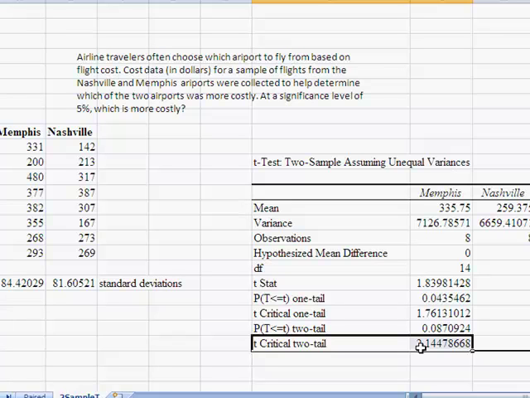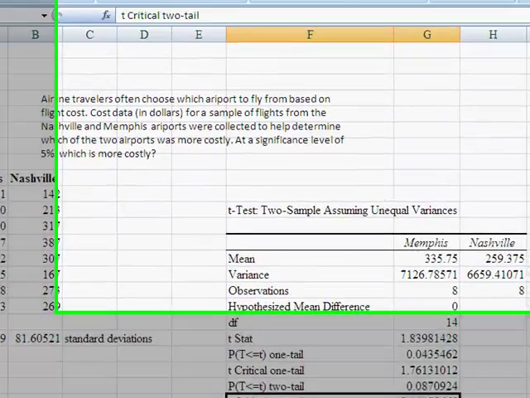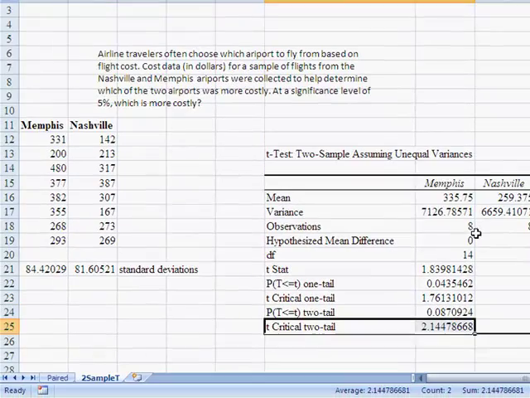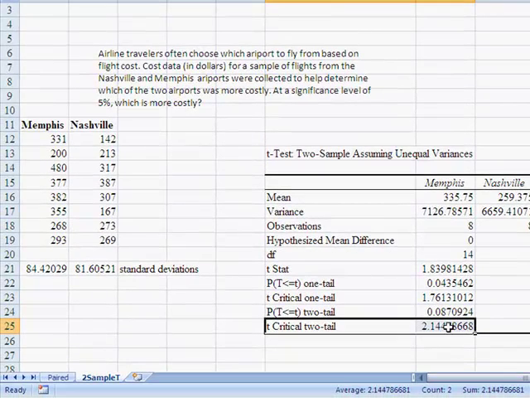To compare those, obviously the t-stat in this problem is smaller, and I have a situation where I'm going to accept the null hypothesis. I really don't have enough evidence to suggest that these are different, even though if you look up here, it certainly looks like Memphis is more expensive. The average for the Memphis data is $335, whereas the average for Nashville is $259. But the data is simply not strong enough for me to be able to say that Memphis is more expensive than Nashville. So, okay, it looks like I'm going to accept the null hypothesis here.